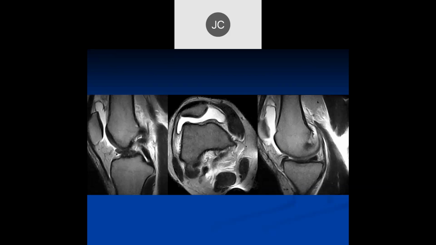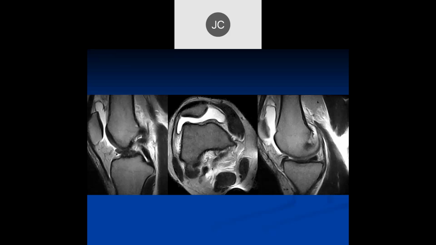All right, so it looks like we have a complete mid-substance tear with intact fibers distally and a large effusion. Good. Let's see. So the other thing you see here is a lot of edema in the posterior soft tissues.